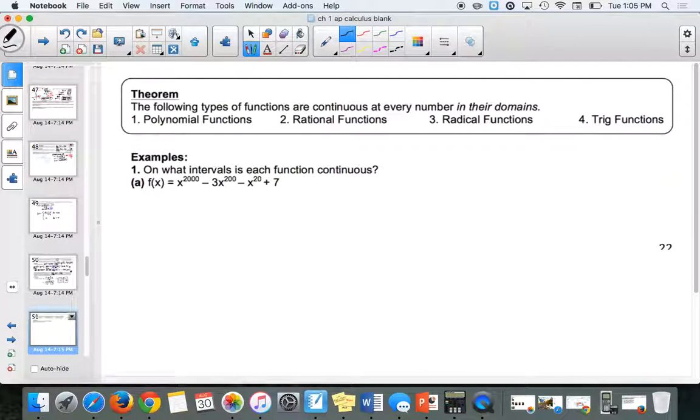The following functions are continuous at every number in their domain: polynomial, rational, trig functions, radical functions. For trig functions, the domain is all real numbers for sine and cosine, right? What about tangent and cotangent? Then you need to think about their domains. Number 1, even if you have something funky like x to the 2000, yikes, is it continuous everywhere? Sure, it's a polynomial function, so it's continuous everywhere.